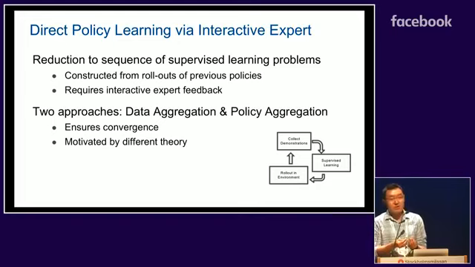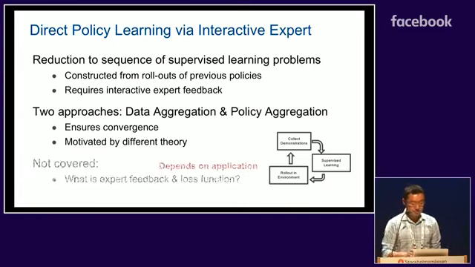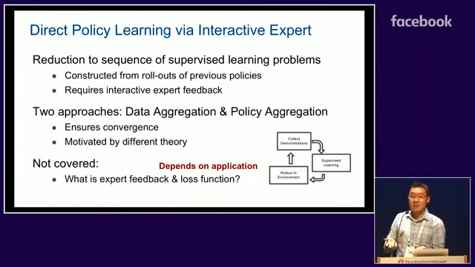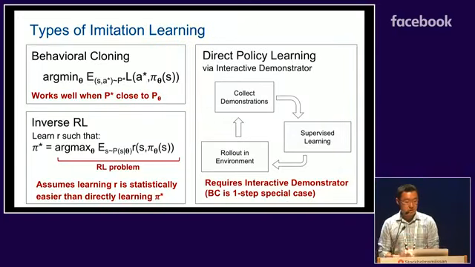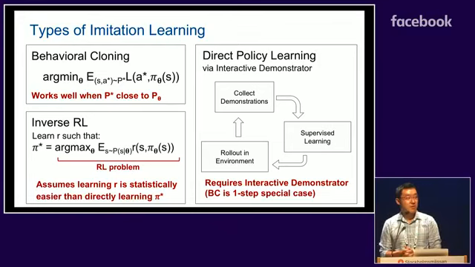The specific algorithms that are derived are motivated by different theoretical foundations. The data aggregation by reductions to online learning, policy aggregation by one-step deviation types of analyses, which are also common in reinforcement learning. What is not covered is, well, where does the expert feedback come from? What is the loss function? And this will be fairly application dependent, and we'll touch on some of these details more in the second half of the tutorial. So just to summarize, we've looked at behavioral cloning, we looked at interactive direct policy learning, which is a generalization of behavioral cloning, and now Hoang will talk about inverse reinforcement learning.